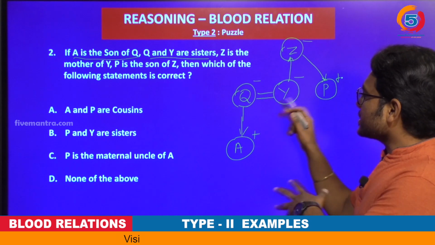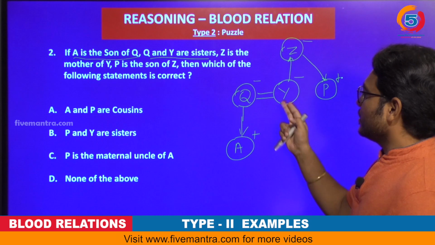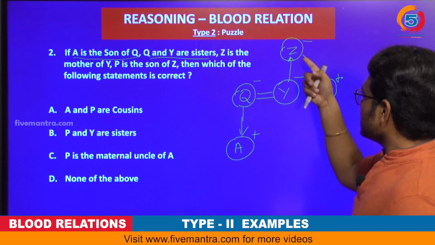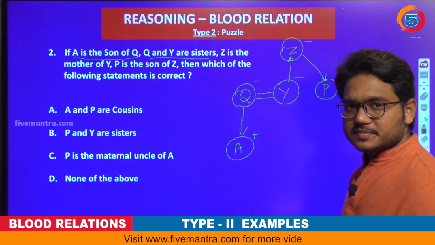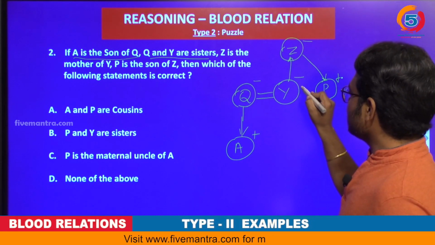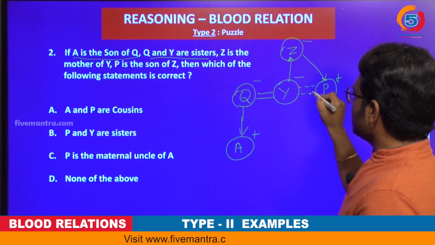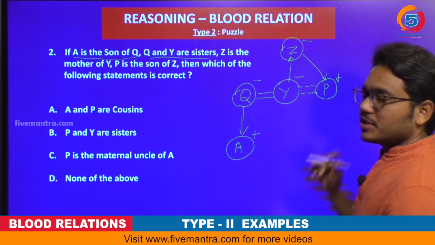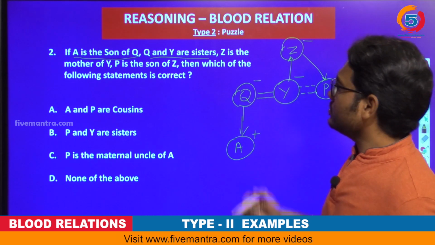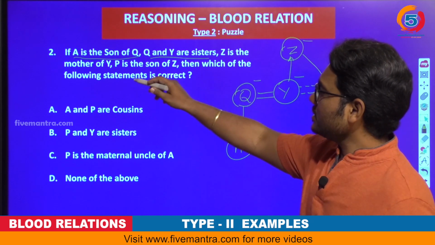Obviously you can understand from this tree, Y is the child of Z, who is the sister of Q. Then P is also a child of Z. Then these three are siblings, Q, Y and P. So obviously P's relation with Q and Y is that of a sibling, particularly a brother. P is the brother of Q and Y. No more statements are given, you need to identify the relation here.